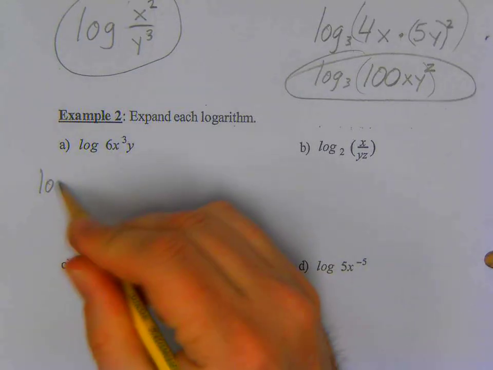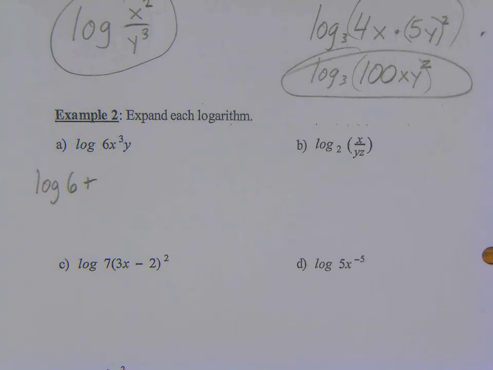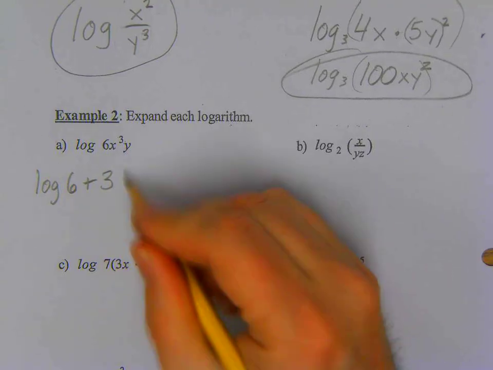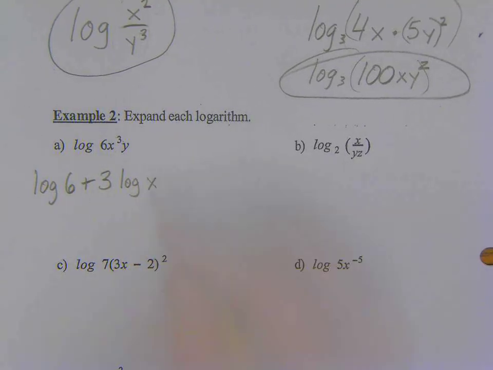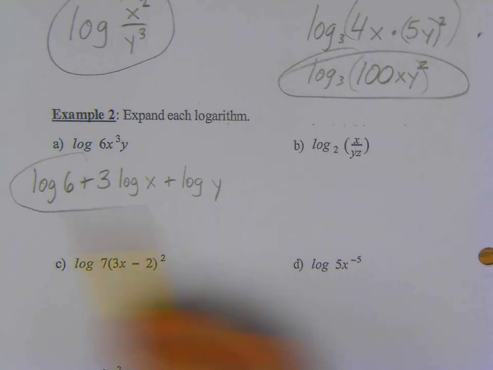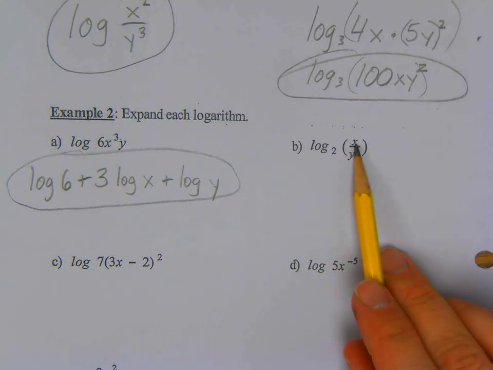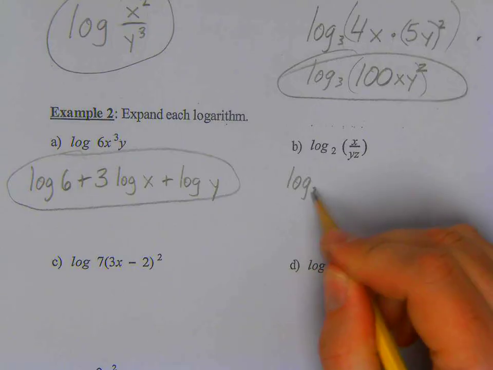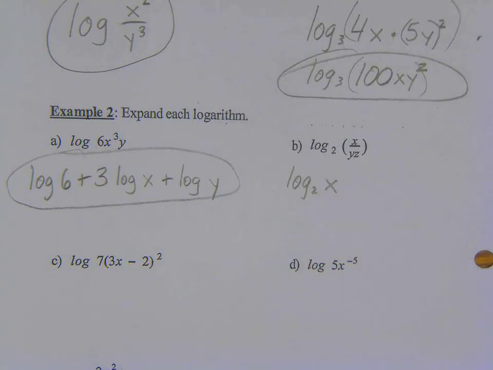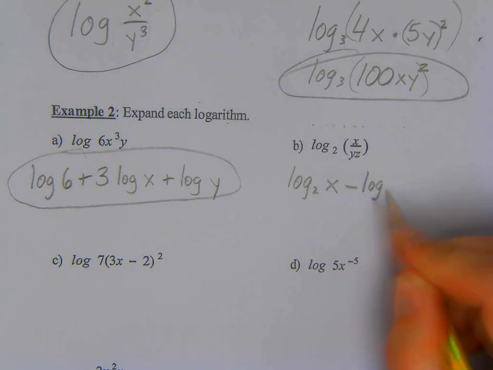So we're going to say log 6 plus log x cubed. Except if I have log x cubed, what should I do with the cubed? Put it out. So we're also going to take any exponents and put them out front this time. So 3 log x plus log y. All right, so that is, you're expanding it as much as we can. All right, this one, so we've got log 2x, then minus log 2y.